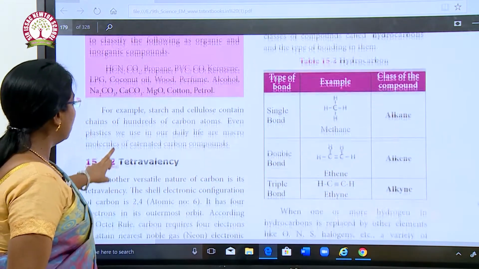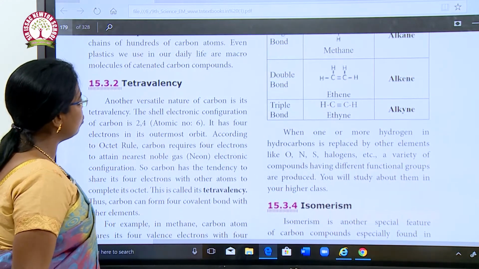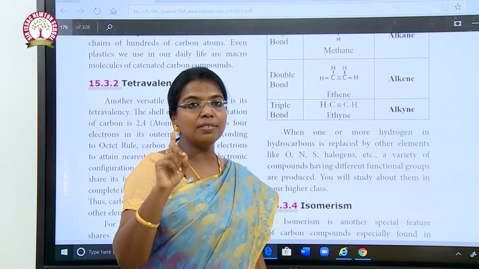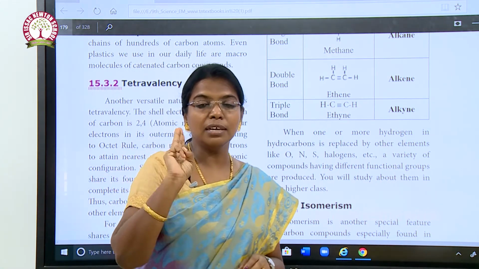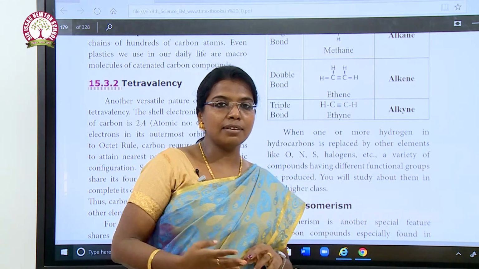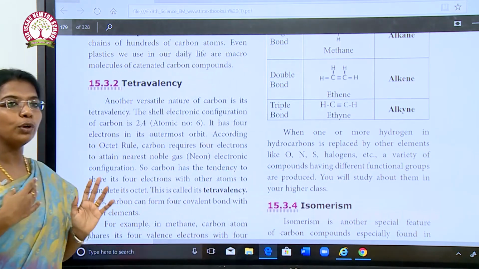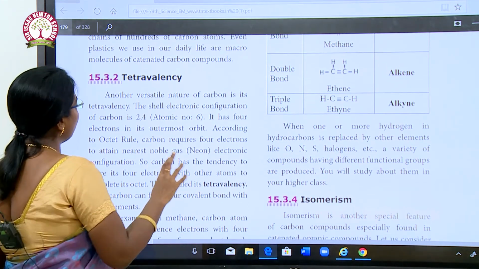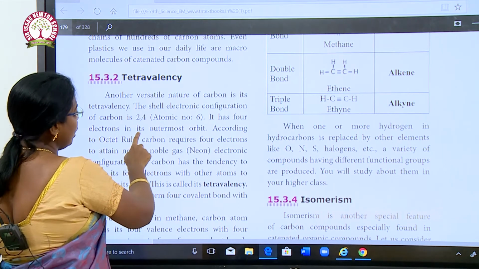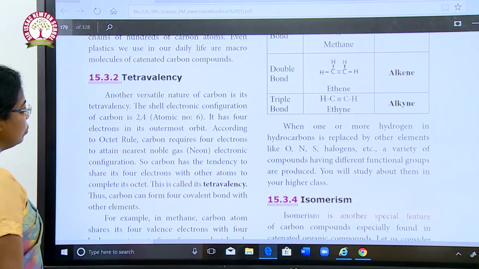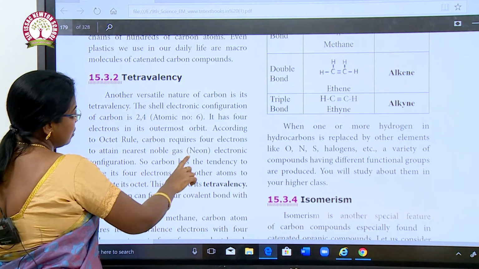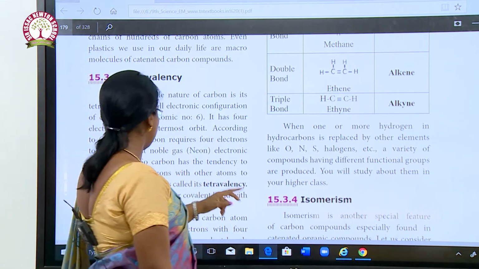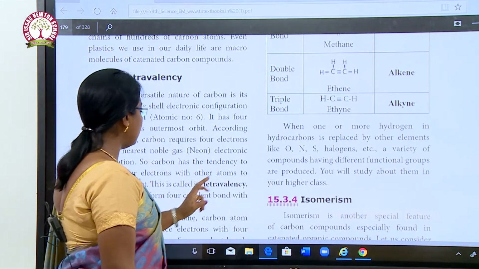Now, tetravalency. Another versatile nature of carbon is its tetravalency. If an atom has only one valency, it is called monovalent, then divalent, trivalent, and the fourth one is tetravalent. That is the main property of carbon compounds, because carbon is tetravalent in nature. The shell electronic configuration of carbon is 2,4. It has 4 electrons in its outermost orbit. According to the octet rule, carbon requires 4 electrons to reach the nearest noble gas electronic configuration. So carbon has the tendency to share its 4 electrons with other atoms to complete its octet. This is called tetravalency.